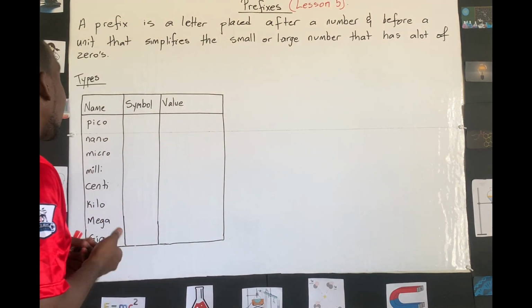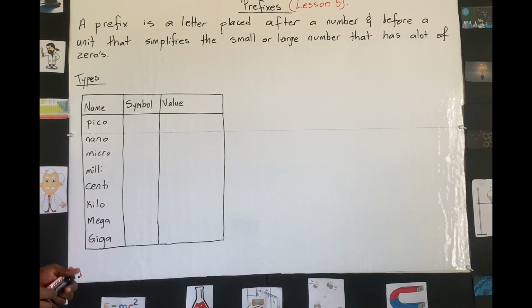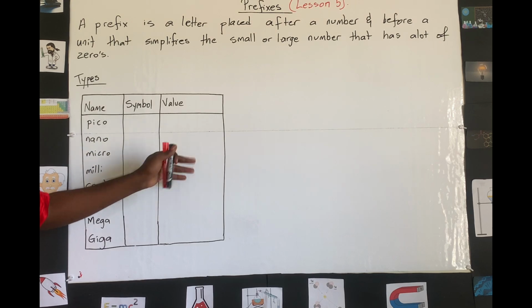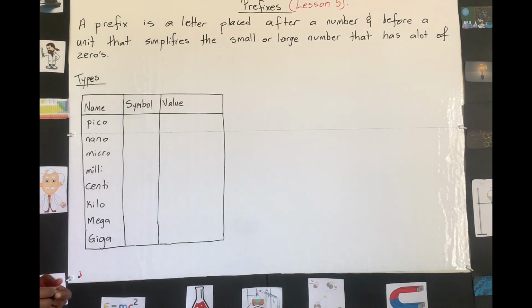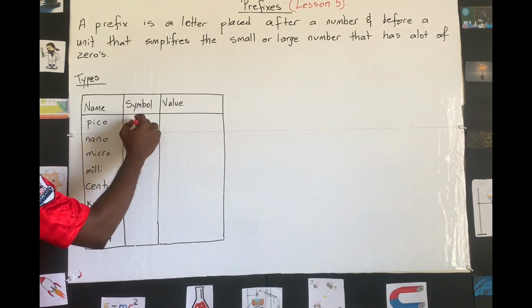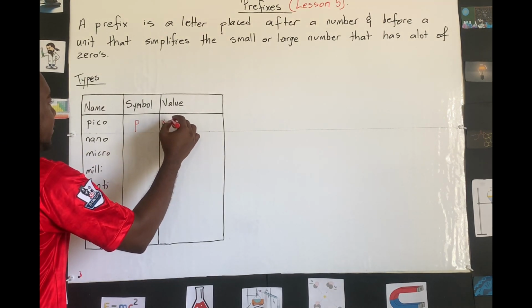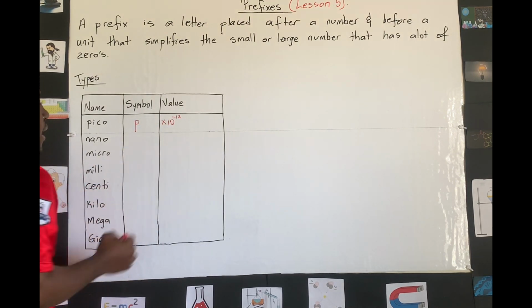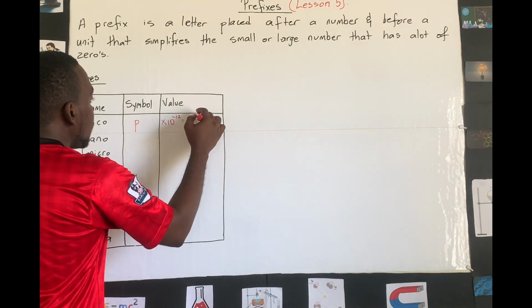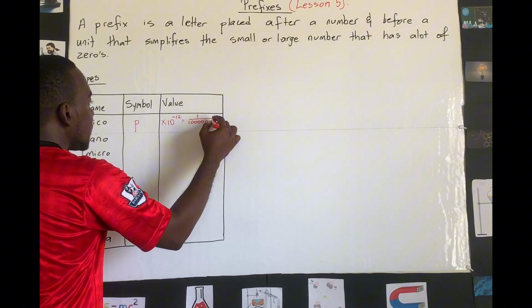Now we have different types of prefixes, right? But at this level, we're only going to focus on these 8 prefixes. It's important to know their names, their symbols, and what their values are. So let's look at the first prefix, which is pico. Pico is represented by a common p, and the value of pico is times 10 to the negative 12. What this means is 1 divided by 1 with 12 zeros.